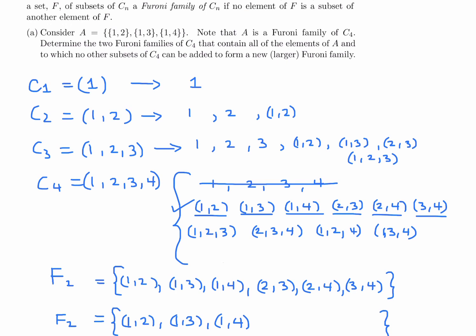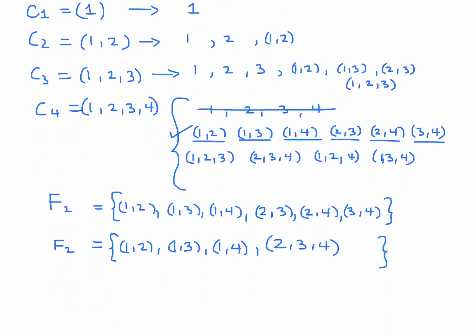Can I put {2, 3, 4}? And after careful thought, the answer is yes, you can. In fact, that's the only one you can put from this list, because all the other ones would run into the problem that you'd have an element that's a subset of another element. And that's it. Those are my two Faroni families. And these are maximized. You can't add any more elements to it. So the first one is right here, and the second one is right there.